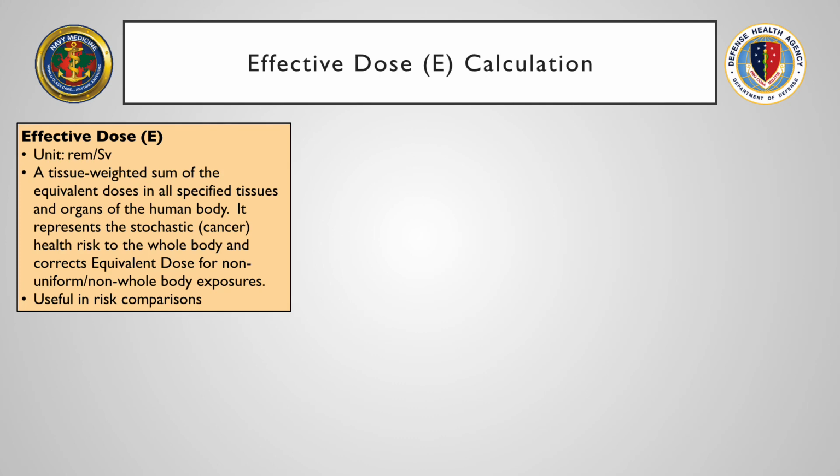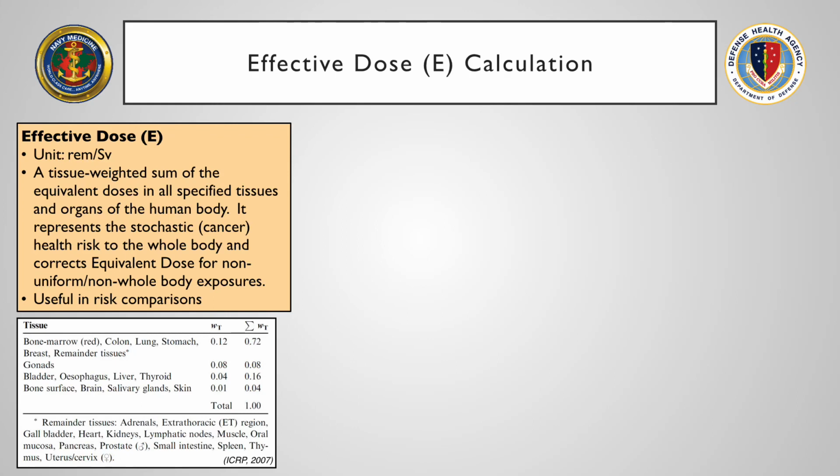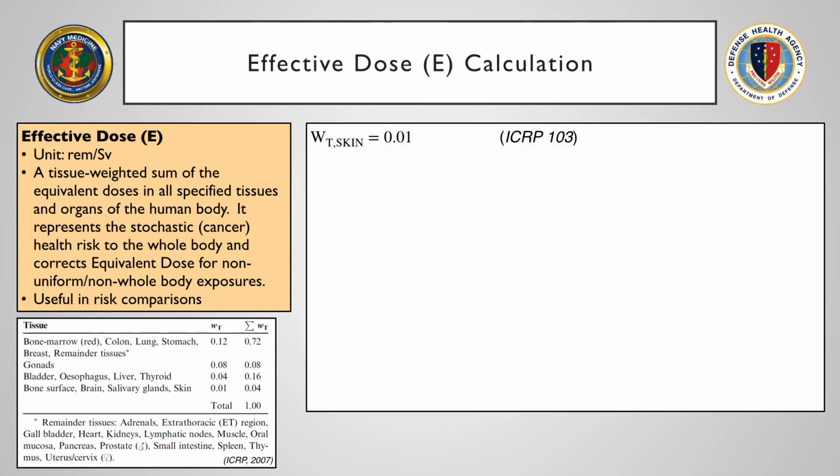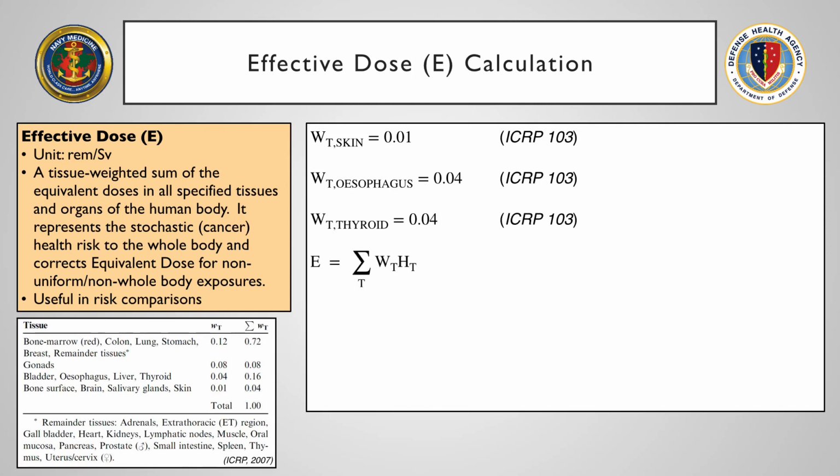The bottom left has the tissue weighting factors from ICRP 103, and the ones we are concerned about are the tissue weighting factor for the skin, the tissue weighting factor for the esophagus, and also the thyroid. So the effective dose is equal to the sum of all of the products of the tissue weighting factor and the equivalent doses to those areas of the body. So the tissue weighting factor of the skin times that equivalent dose, tissue weighting factor of the esophagus times that equivalent dose, and the tissue weighting factor of the thyroid times that same equivalent dose.